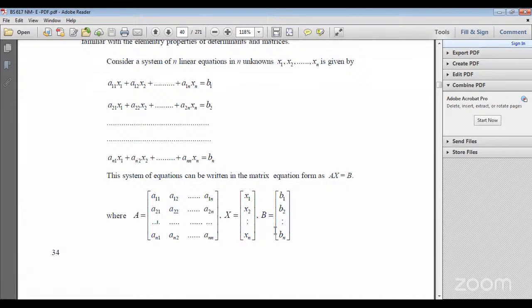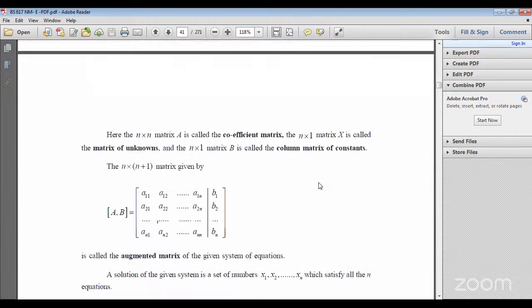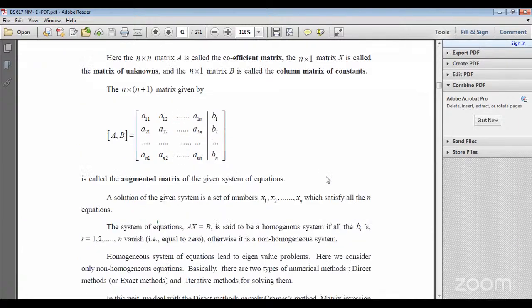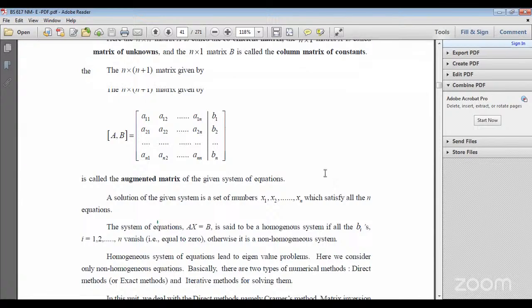In the matrix form, we take the matrix with entries a11, a12, a13, a21, a22, a23, a31, a32, a33 and so on, with x equal to x1, x2, x3 up to xn, and b equal to b1, b2, b3 up to bn. Here the n into n matrix A is called the coefficient matrix, the n into 1 matrix X is called the matrix of unknowns, and the n into 1 matrix B is called the column of constants. The n into n plus 1 matrix with rows a11, a12 up to a1n, b1 and so on is called the augmented matrix of the given system of equations.